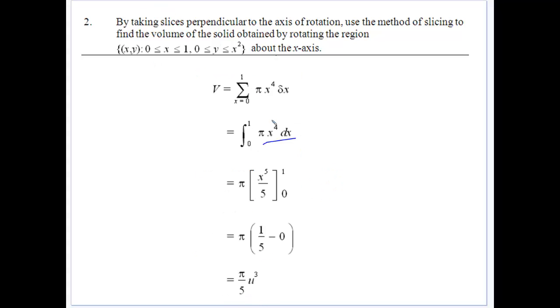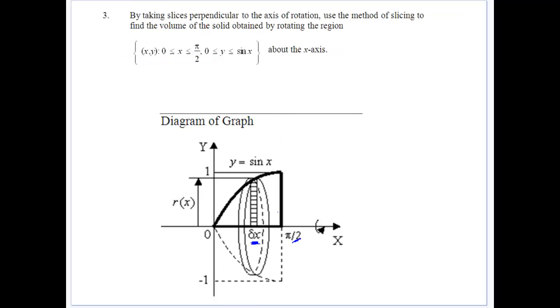And then we get our sum. Limit as delta x approaches 0, becomes the integral of pi x to the power 4 dx. And then we're able to put that into play and get our integration.